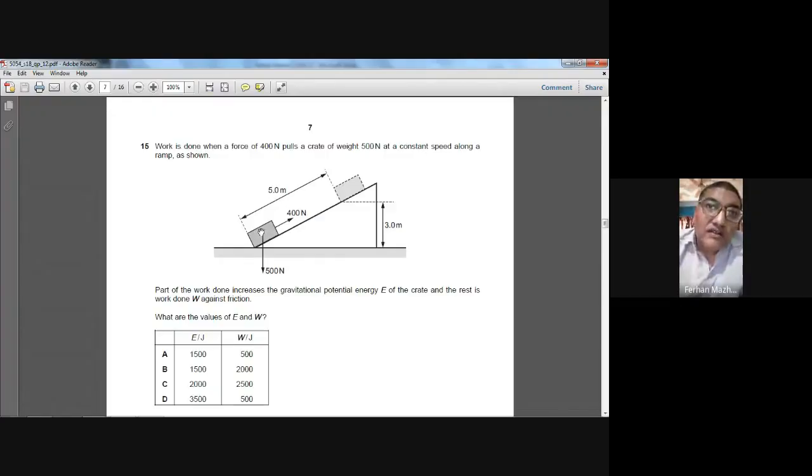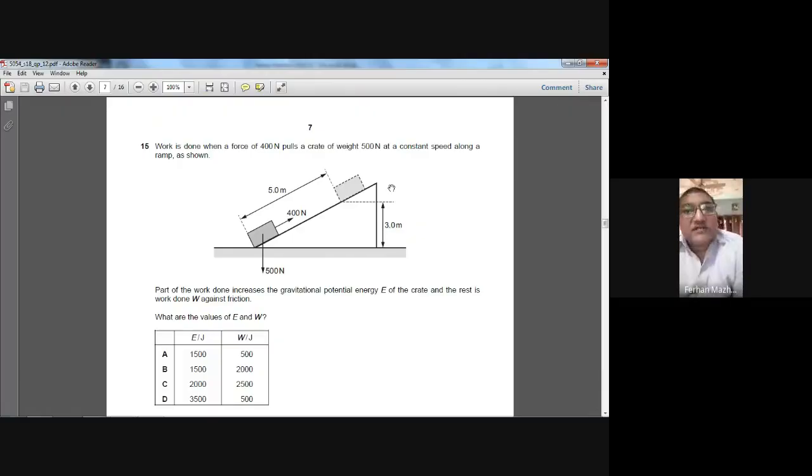This box, its weight is 500 Newton, and it has gained a vertical height of 3 meters. So its gain in gravitational potential energy is mgh, or weight into height. So 500 into 3 meters. The answer will be 1500 joules. So E value should be 1500 joules.